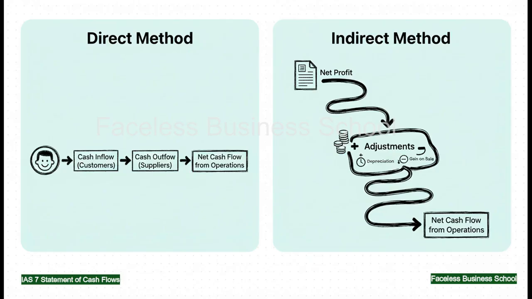On the other hand, you have the indirect method. This one starts with the net profit number from the income statement and then works backwards, making adjustments for all the non-cash items, like depreciation. Now here's the thing, IAS 7 actually encourages companies to use the direct method because it's clearer, but you're going to see the indirect method way more often in the real world. Why? Well, it's just a lot easier to pull together from the existing accounting records.